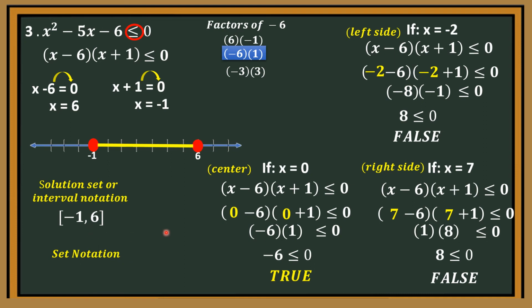After that, let's go to set notation. So, paano tayo kukuha ng set notation? Babalik tayo dito sa graph. So, mapapansin nyo, ang x natin is greater than or equal to negative 1. But, less than or equal to positive 6. So, ito na yung ilalagay natin sa set notation. So, palaging tandaan sa set notation, gamit tayo ng brace. So, x such that x is greater than or equal to negative 1 but less than or equal to positive 6.